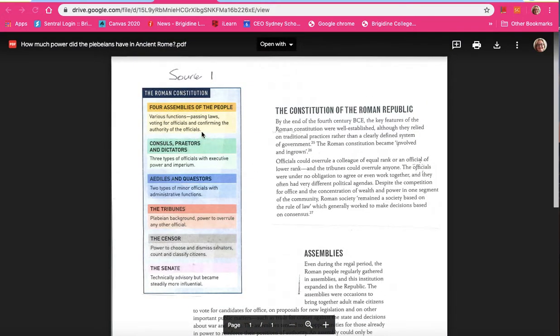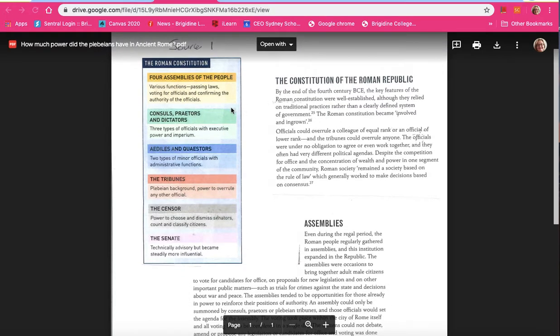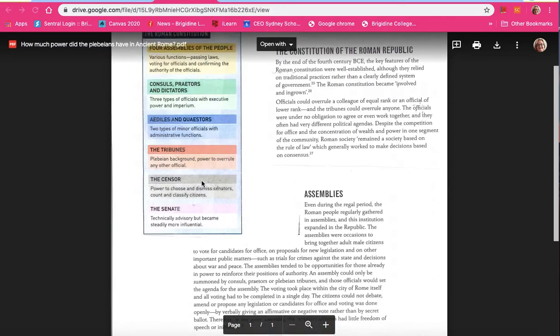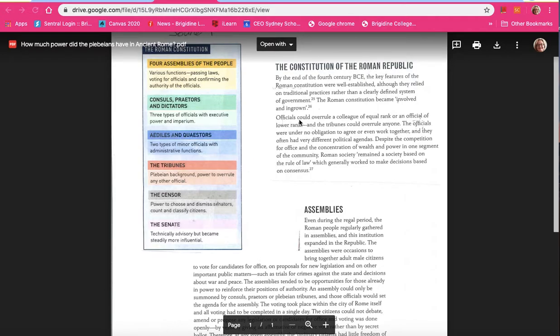So if we're going to sum it up, we've got Source 1 and the Constitution of the Roman Republic really emphasising the fact that the tribune of the plebeians was an important role and the plebeians could participate in government through their tribune. We have this statement here that I would certainly quote from in source work. Officials could overrule a colleague of equal rank, blah, blah, blah. The tribunes could overrule anyone. That is what I would quote. The tribunes could overrule anyone. So the tribunes were the representatives of the ordinary people.